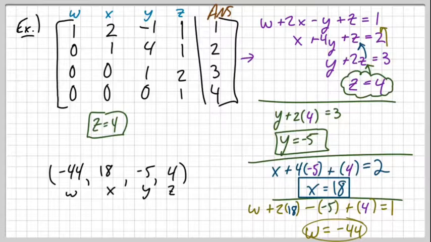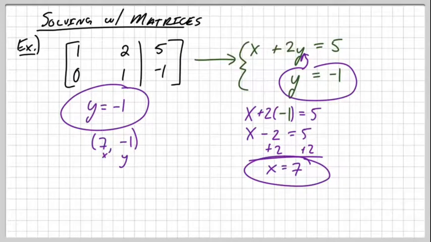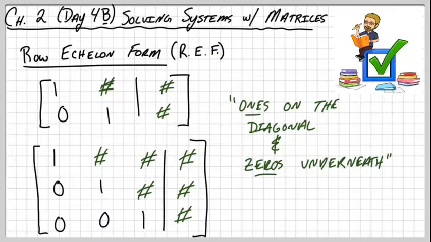All right, so now we know about row echelon form. We know how to convert those to XYZ form, and then starting with the bottom answer, plug that in and work our way up the chain, whether we've got 4 equations or 2 equations or however many equations we have. That's how we can solve these matrices using row echelon form.